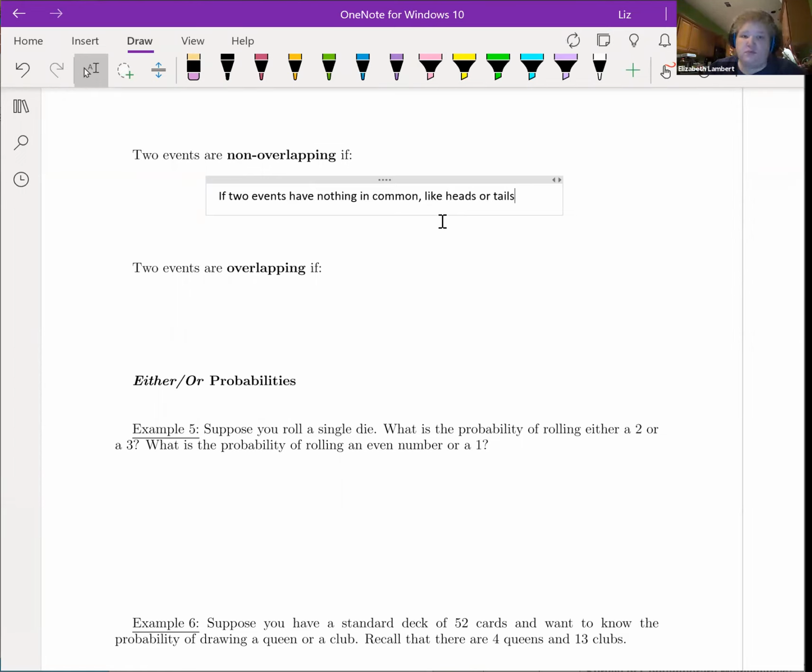Overlapping though, now I've got a double count in the center that I might have to account for in my probabilities. Because remember, we have the number of things we want over the total number of things that could happen. So the number of things we want, counting that can get a little tricky when we start having these ors pop up.